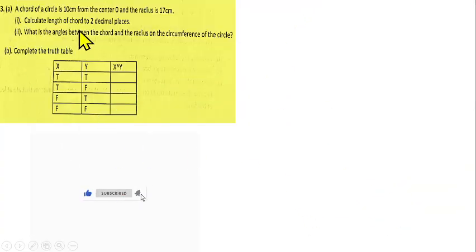Question number 3. A chord of a circle is 10 cm from the center O, and the radius is 17 cm. We have to calculate the length of the chord to 2 decimal places, and the angle between the chord and the radius on the circumference of the circle.